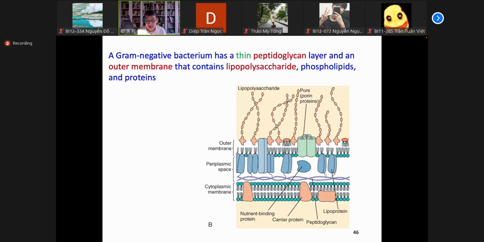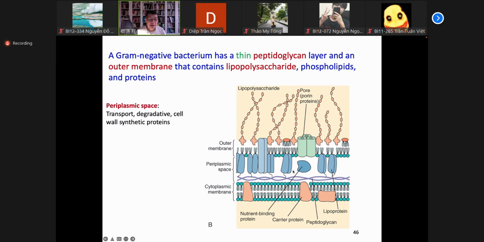And it has various kinds of molecules in it. So these are the nutrient binding proteins, also peripheral proteins. These are the pore proteins stuck inside the outer membrane. And also there is a very thin peptidoglycan. So the difference here is important because the gram-negative bacteria is more complex in its cell wall structure than the gram-positive bacteria. Okay, so these structures will be explained in more detail later.